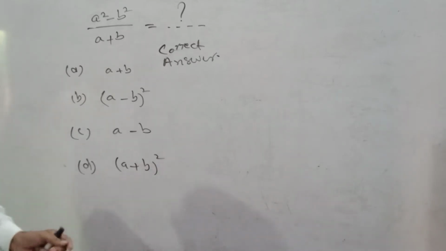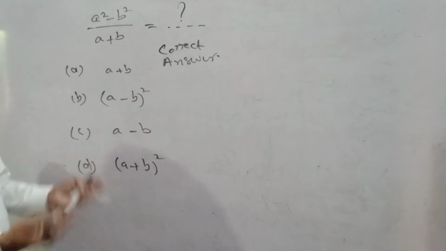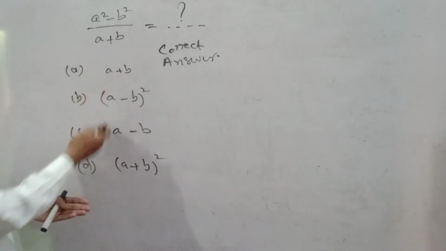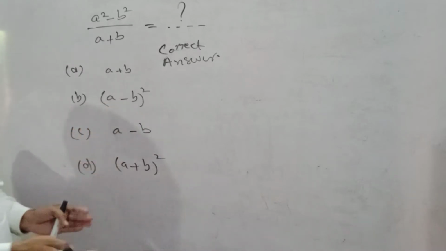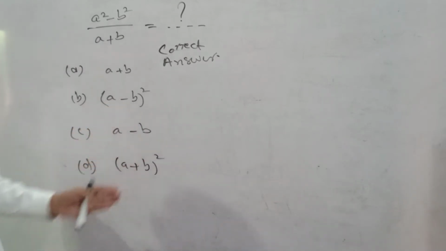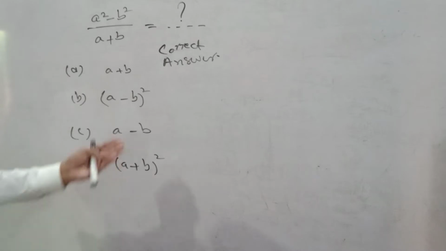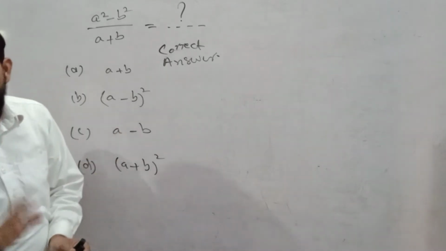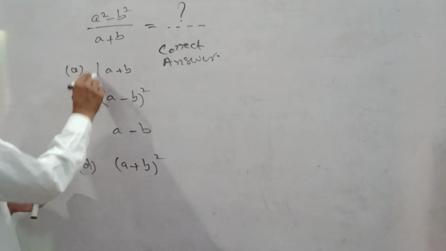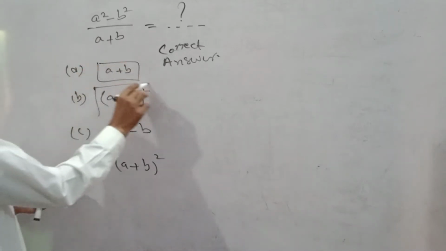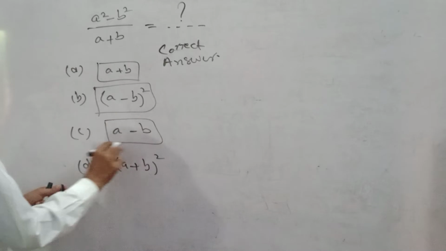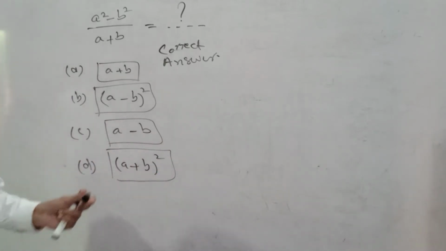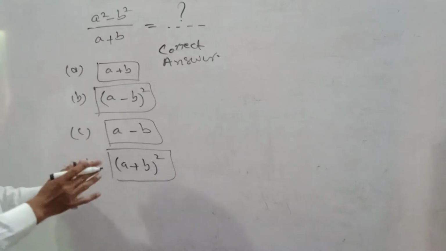What will be the value of the correct answer? We have to find it, and four options will be given. The first option is a plus b, the second option is a negative b whole square, the third option is a negative b, and the fourth option is a plus b whole square. These are the four options. We will select one. We have to select maybe first, maybe second, maybe third, or maybe fourth. We have to find the correct answer in this case.